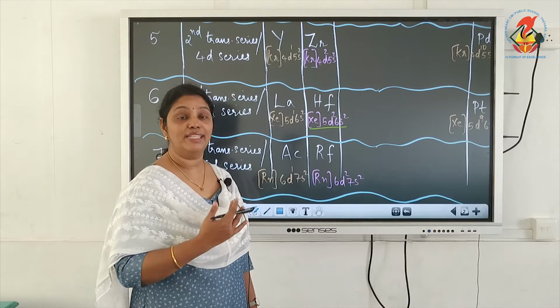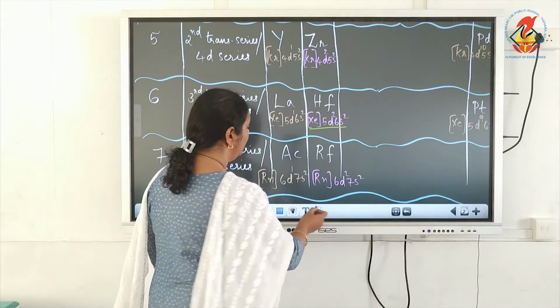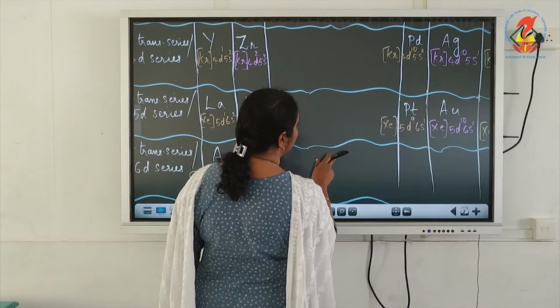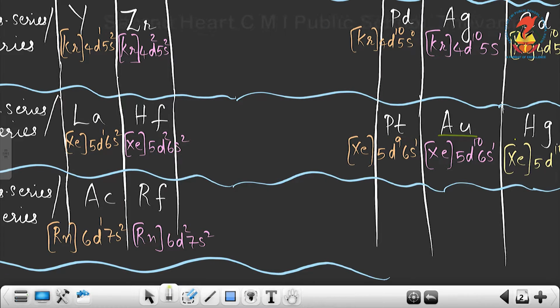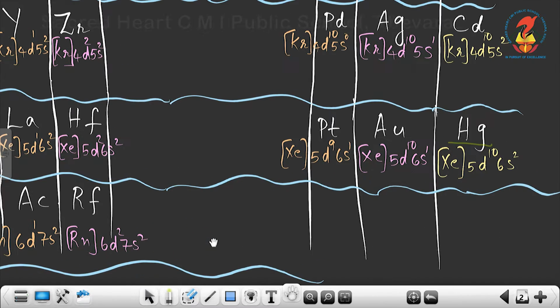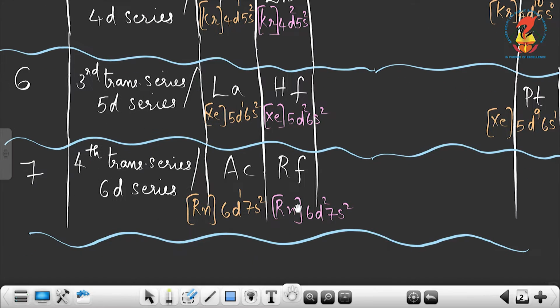So they are called the 5d series or the third transition series. Now the last elements coming in this series are platinum, gold (Au), and mercury (Hg). Now let us see the electronic configuration of platinum. Platinum is xenon 5d9 6s1, gold is xenon 5d10 6s1, and mercury is xenon 5d10 6s2. So this is our third transition series.